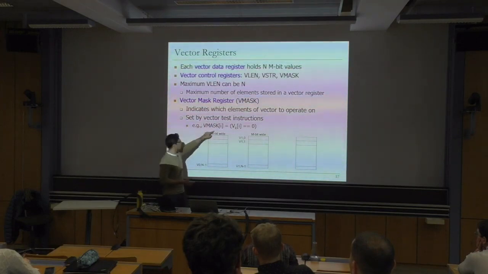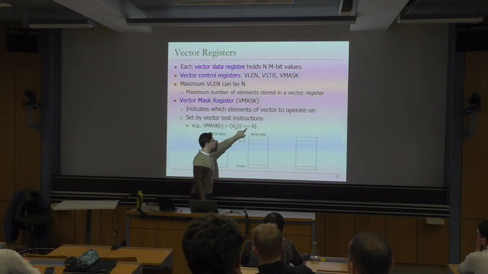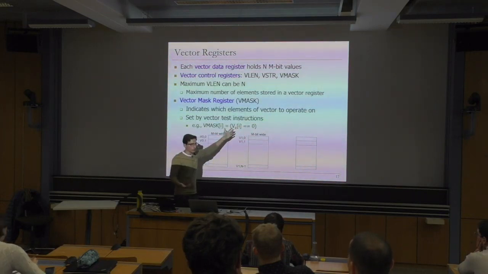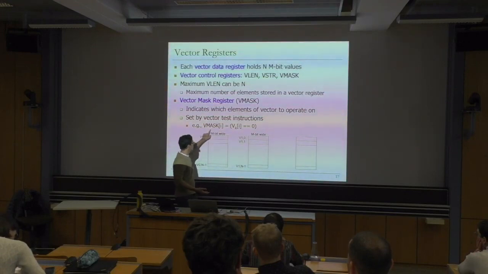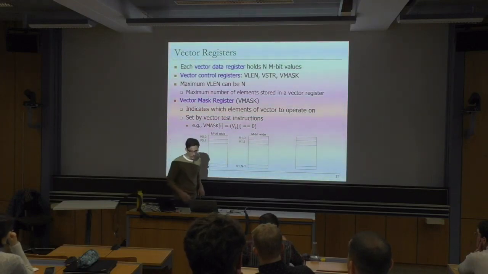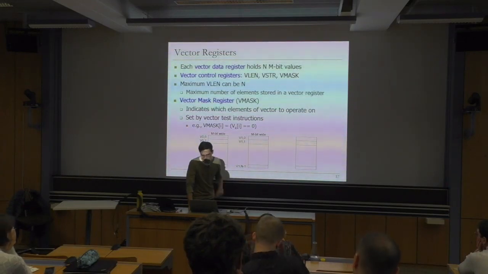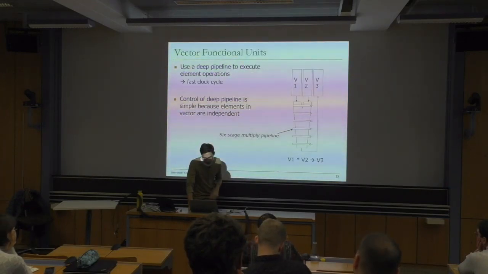Essentially, the vector mask will contain a value, 0 or 1, depending on whether we want to operate on a particular element or not. For example, if the element is 0, we don't want to operate on it. The value of vector mask I will be 0, and then we don't do anything. That's the reason why we need this vector mask. Anyway, we will see a better example later in a few slides.